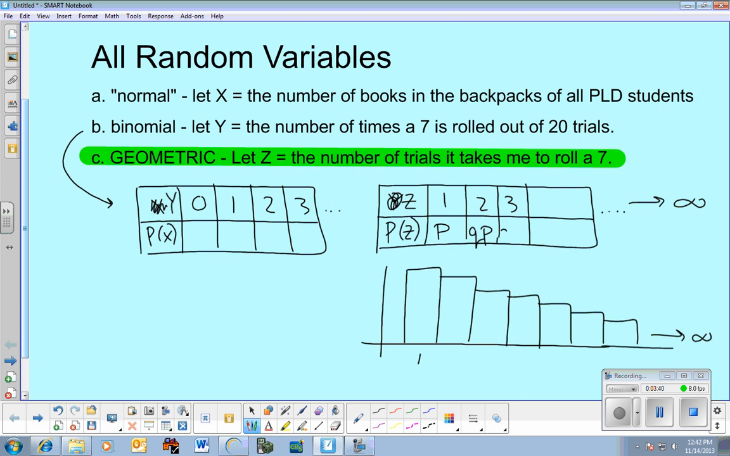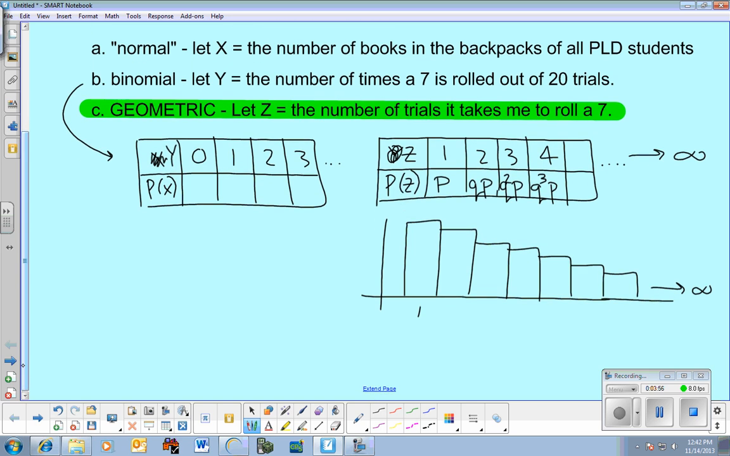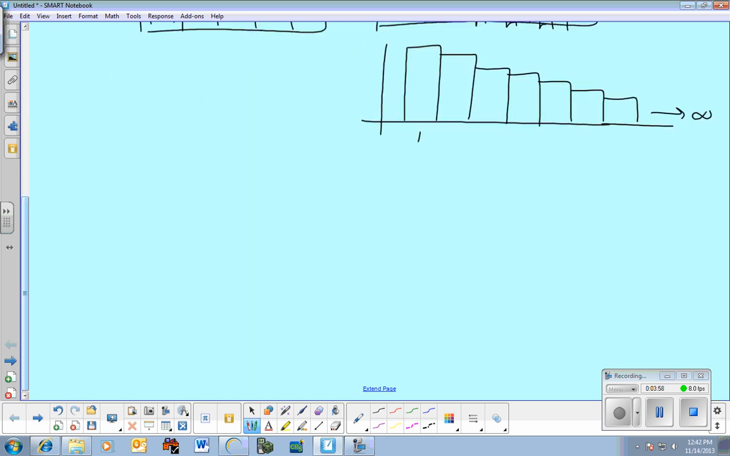The third trial would be Q squared P. In other words, fail, fail, succeed. 4 would be 3 failures and a success. It makes a lot of sense, and it just follows that pattern, which means the formula for geometric is a lot simpler than it was for binomial.